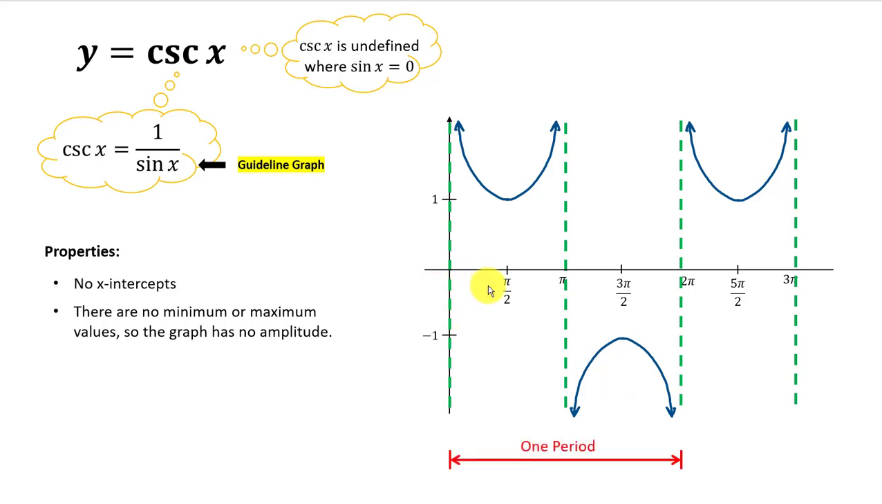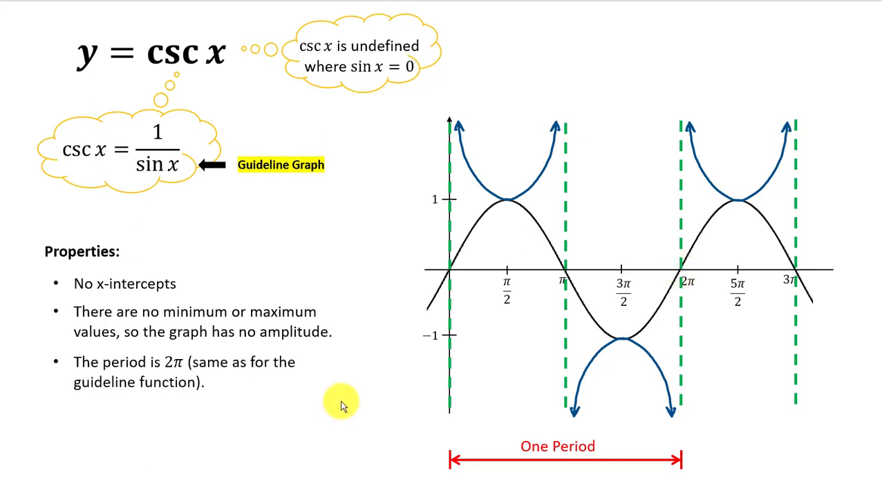So that means that the distance along the x-axis that covers those two branches represents one period. And in this case, from 0 to 2 pi, well, it's 2 pi. And if I bring back the graph of the guideline function, the sine function, then I can see that it's exactly the same as the period of that function. And we can generalize that. The period of the cosecant function will always be the same as the period of the corresponding sine function. So this is what we learned about the graph of the basic cosecant function.